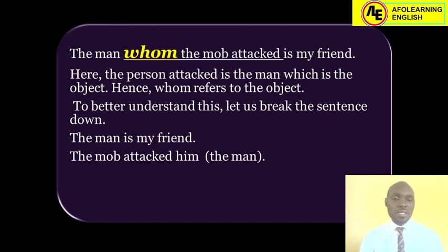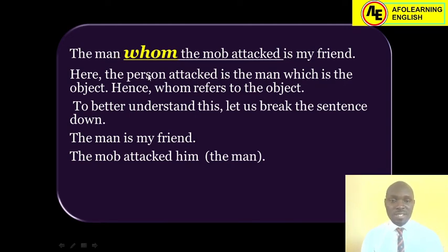Now, let's go back to the sentence. The man whom the mob attacked is my friend. Whom the mob attacked. Here, the mob attacked the man. So the man is the receiver of the action. Can I repeat that? The mob attacked the man. So the man is the receiver of the action. And any item that is the receiver of the action is the object. And here, whom is referring to what? The man. Very simple.